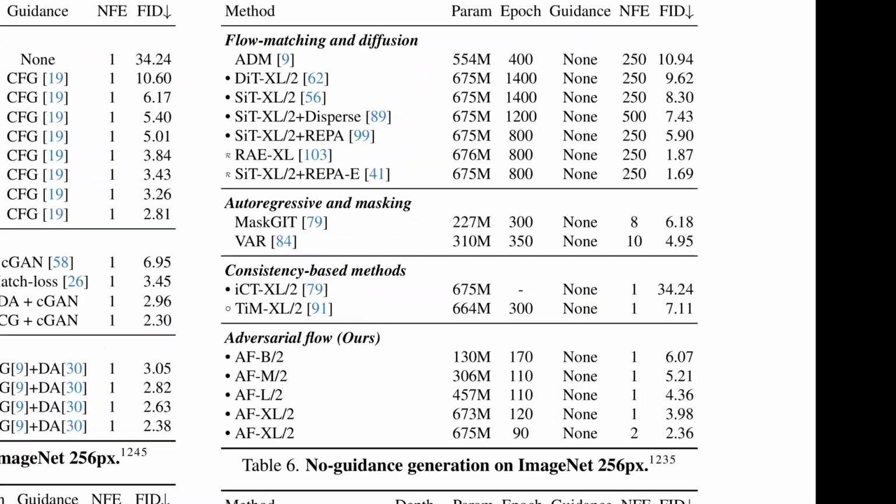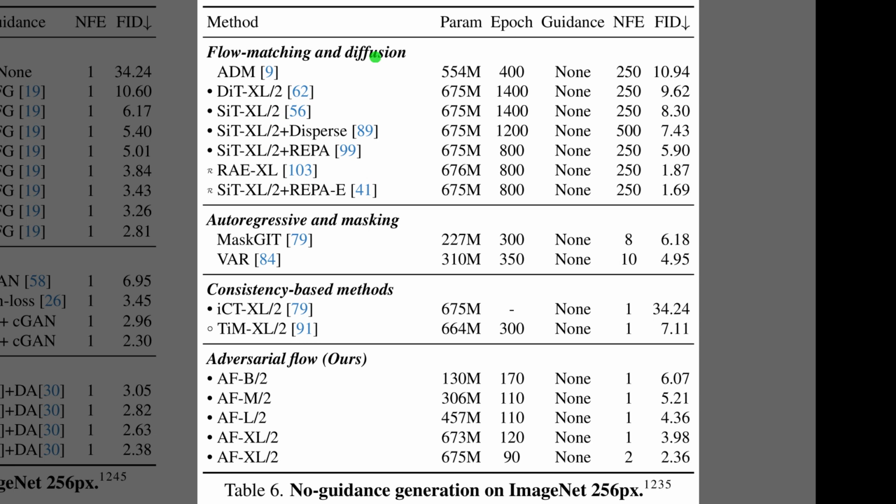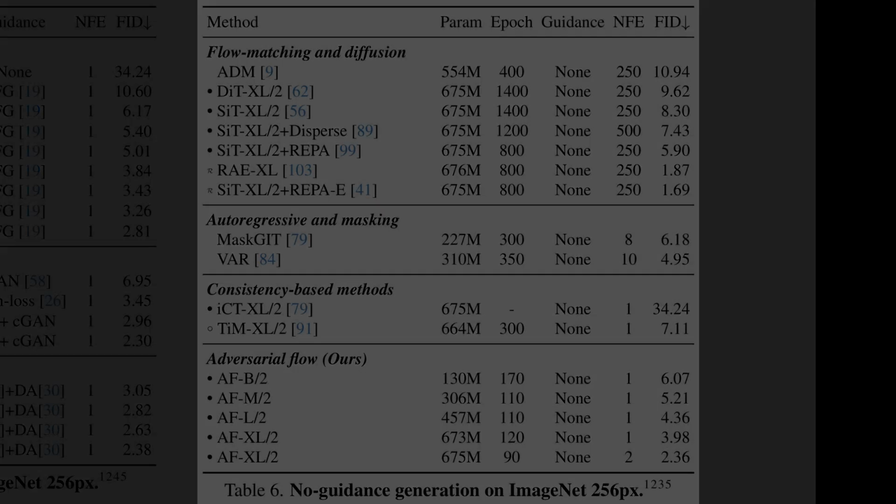So Table 6 turns from hyperparameters to a direct, no-guidance comparison across major generative families. The table shows that classic flow matching and diffusion models reach strong Fréchet inception distances, but they require around 250 function evaluations per sample. Consistency-based methods improve somewhat, yet still stay at 1 step with noticeably worse scores. Adversarial flow rows at the bottom achieve similar or better Fréchet inception distance while using only 1 or 2 steps, which means much faster sampling for comparable image quality.